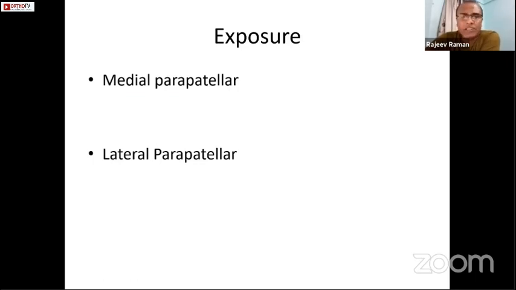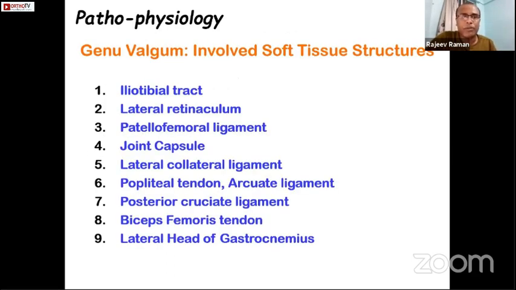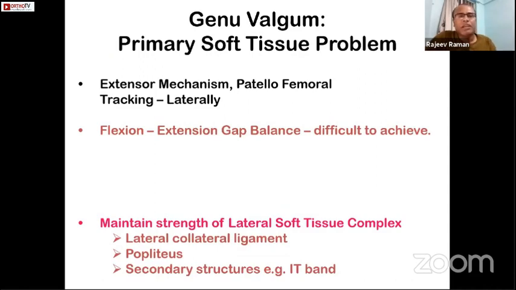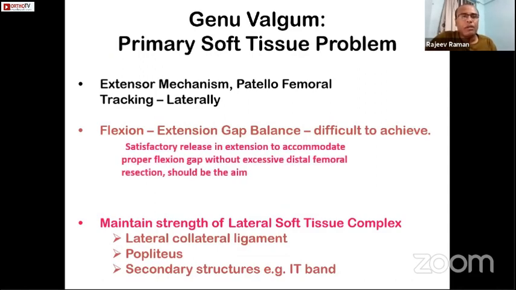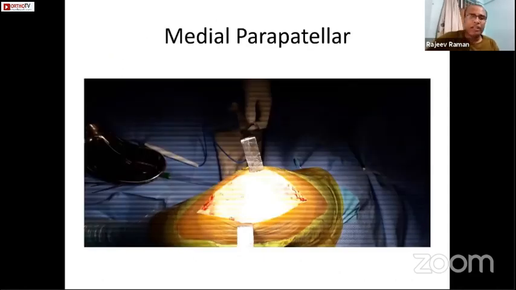So the main thing is whether you go with the medial parapatellar approach or the lateral parapatellar approach. It depends upon the type of valgus deformity you're dealing with. Most of the type 1 and type 2 you can go jolly well with a medial parapatellar approach, but for some of the type 3 deformities with extensive lateral lesions, you can go with a lateral parapatellar approach. I will not discuss it because this has been discussed by the previous speaker. So it's a medial parapatellar approach. Most of the type 1 and type 2 deformities can be addressed this way.